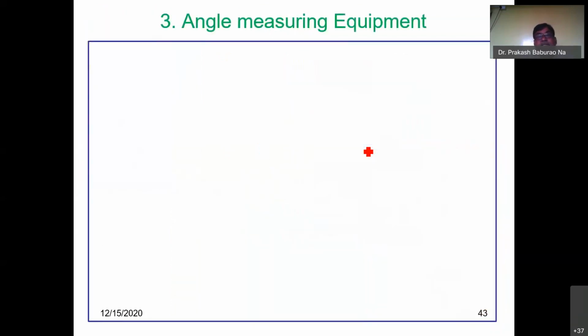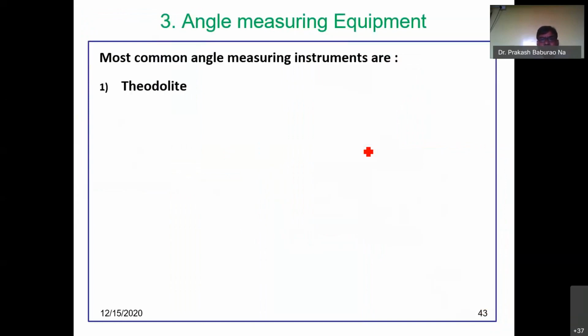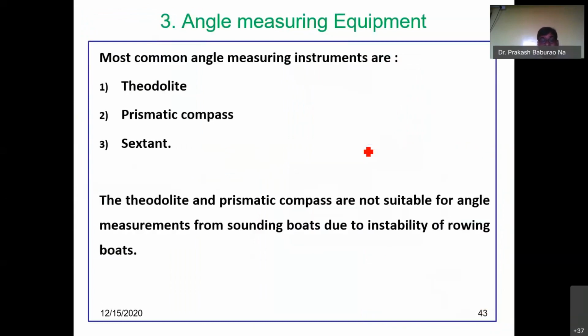The third equipment under this hydrographic survey is angle measuring equipment. So here is the list of angle measuring instruments. The theodolite is utilized only on the shore side. The prismatic compass is also utilized on the shore side. The sextant is an optical instrument, actually utilized for measuring the angle from the boat point towards the shore side. The theodolite and the prismatic compass are not suitable.